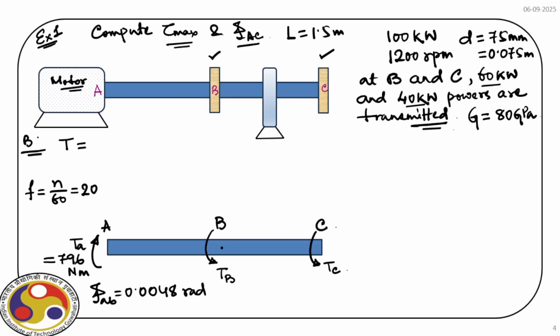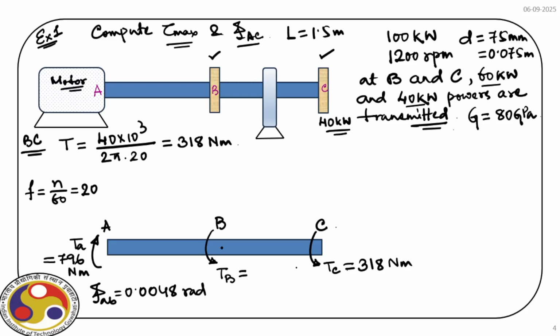So for BC, at this point we actually extract 40 kilowatt. So that is basically the power here. So T is equal to 40 into 10 to the power 3 divided by 2 pi times 20. So this is equal to 318 Newton meter. That means TC is equal to 318 Newton meter.